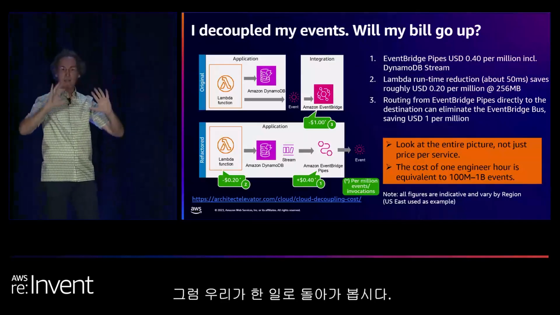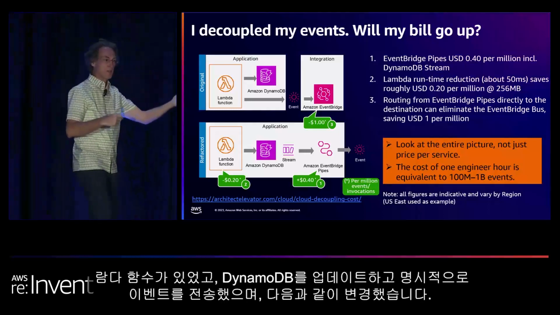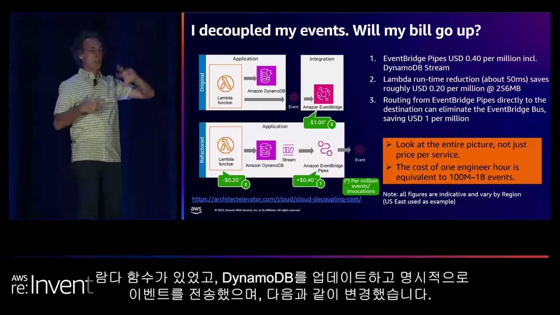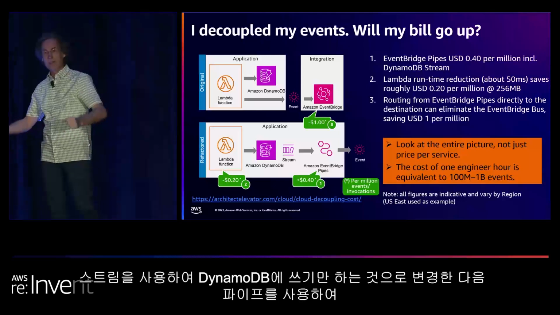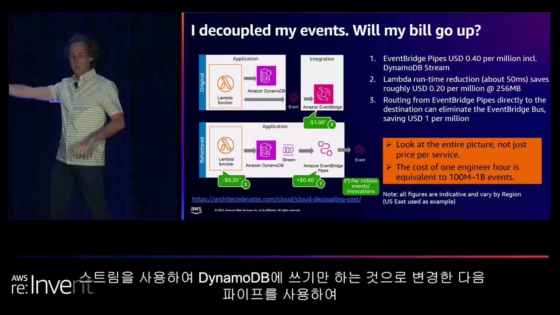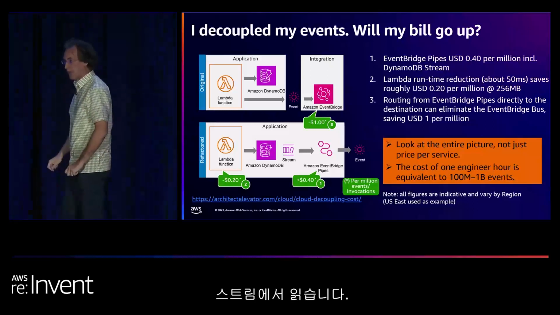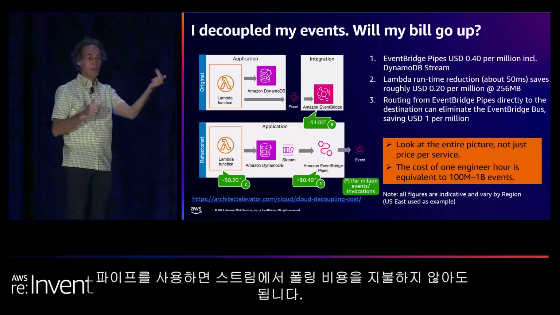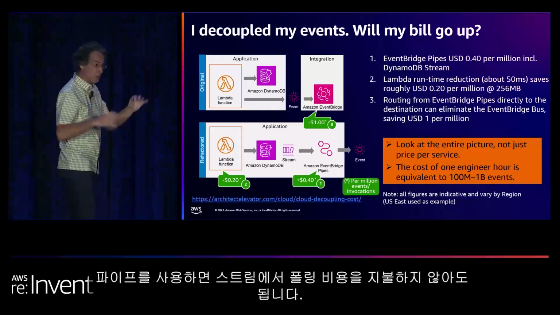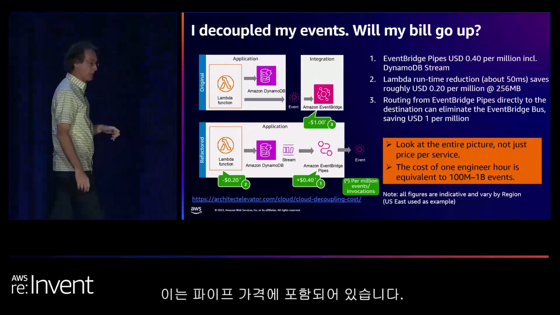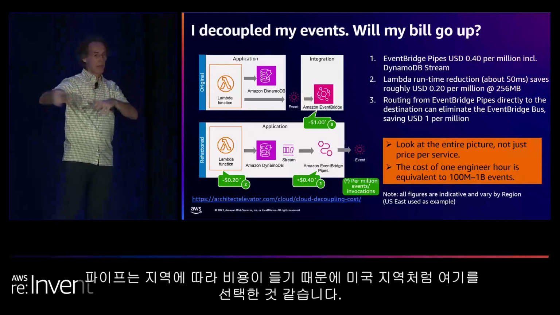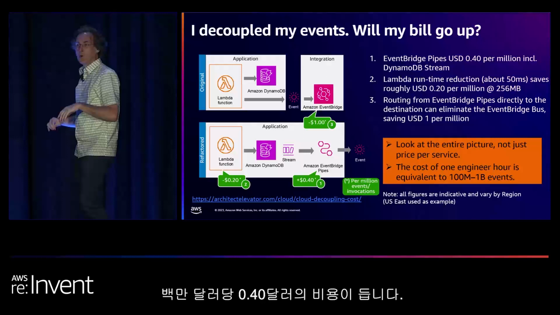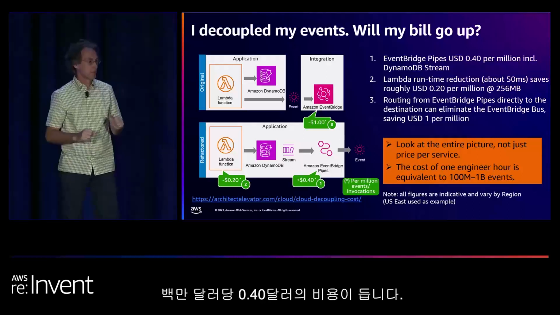So let's come back to what we did. We had a Lambda function that updates DynamoDB and sends an event explicitly, and we changed that into just writing to DynamoDB, using a stream, and then using pipes to read from the stream. Couple of comments. First thing is very nice. Once you use pipes, you don't pay for the polling from the stream. That is built into the pipes price. Pipes will cost you, depending on the region, so this is like US East, 40 cents per million.